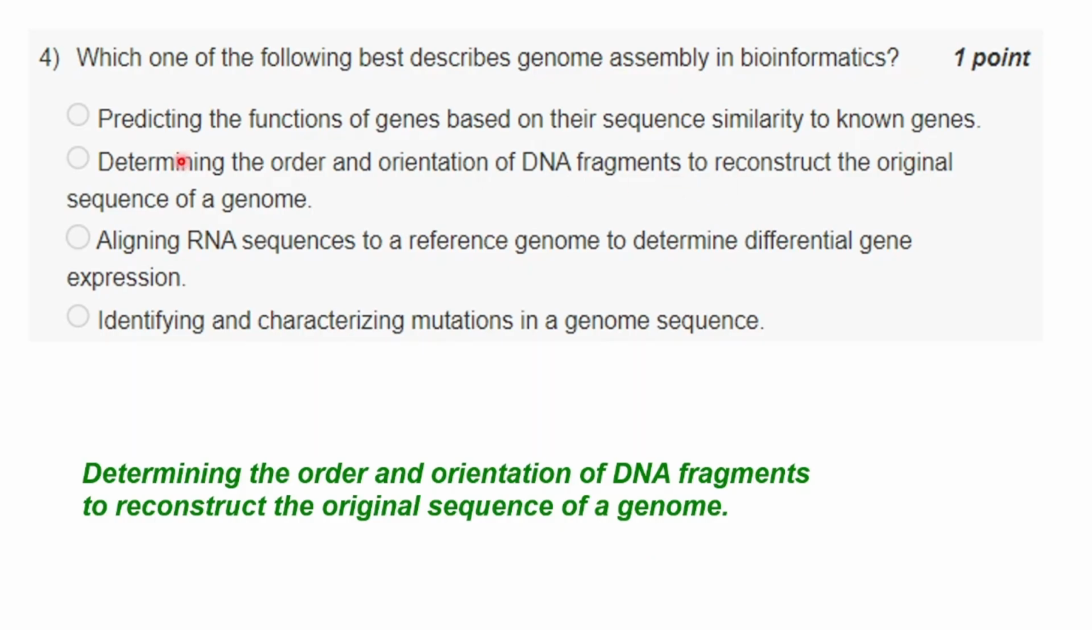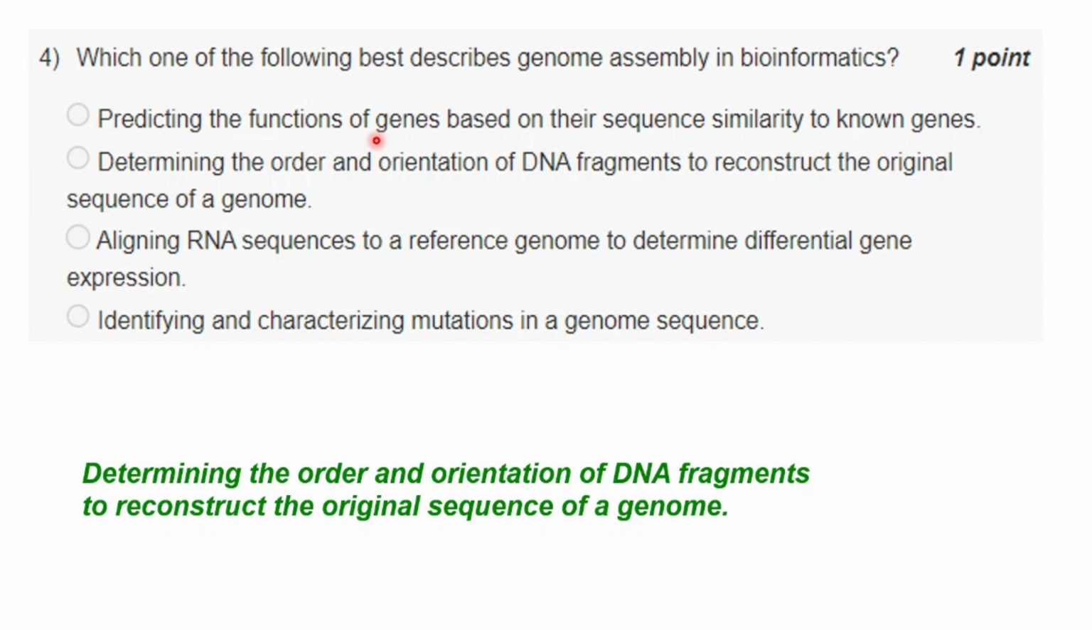So if we go back to this question, does genome assembly actually predict the functions of genes based on their sequence similarity to known genes? Genome assembly does not directly predict the functions of genes based on their sequence similarity to known genes. Genome annotation is the process of identifying genes, regulatory elements, and other functional elements in the assembled genome. This annotation process usually involves the use of computational tools to predict gene structures and functions based on the sequence similarity to known genes, as well as experimental validation to confirm the accuracy of the annotations.